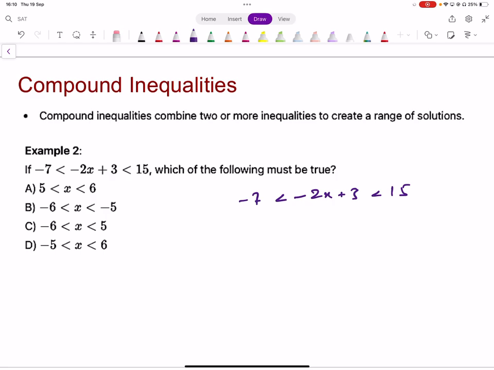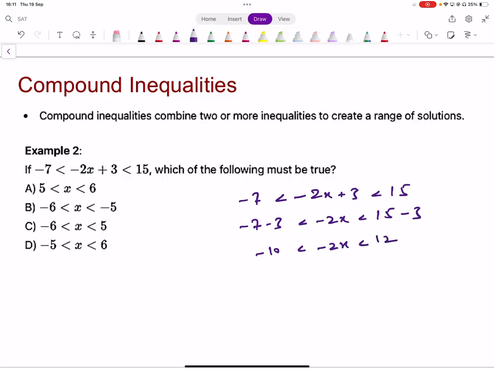Whenever you apply an operation, you have to apply that on each of the three parts of this inequality. Okay? You want to make x the subject. How can you do that? Subtract 3 from all of them, right? To get rid of this plus 3, you can subtract 3. Let's do minus 3 from all of them first. Minus 7 minus 3 is less than 2x, which is less than 15 minus 3. Minus 10 is less than 2x, which is less than 12.